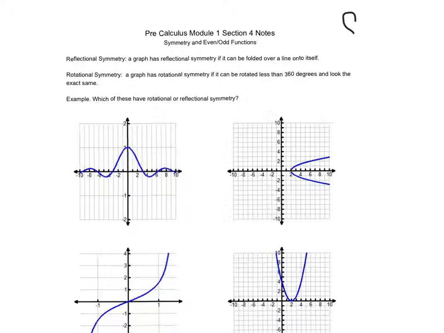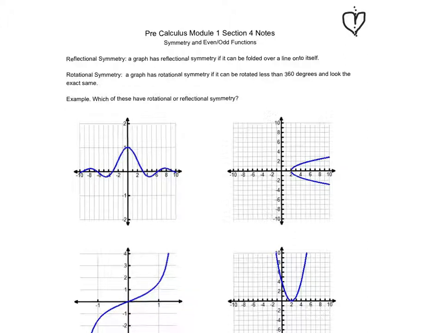So if I have a heart and I make the other half of the heart, then I have a symmetry because it's basically the same on both sides. There are two types of symmetry we'll really look at. One is called reflectional symmetry, and that's when a graph has symmetry when you can fold it over some line onto itself. For example, this heart.